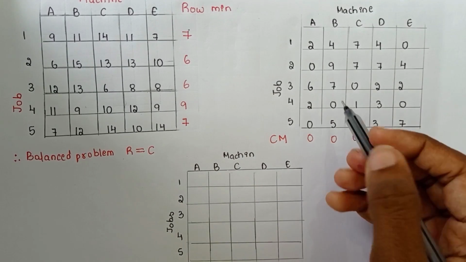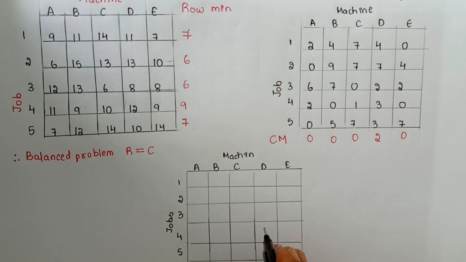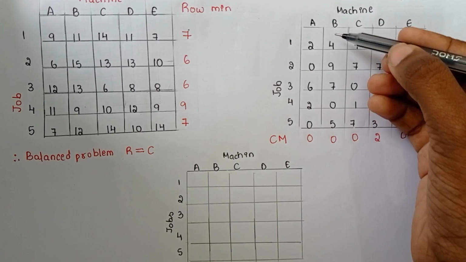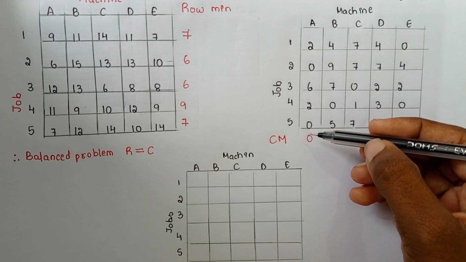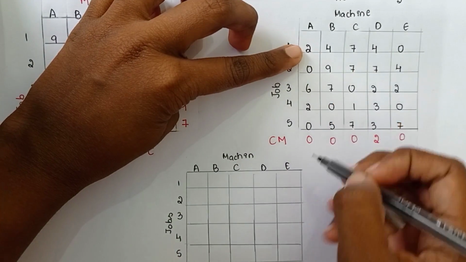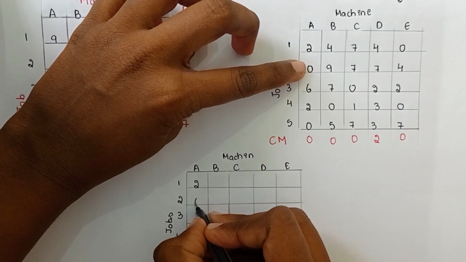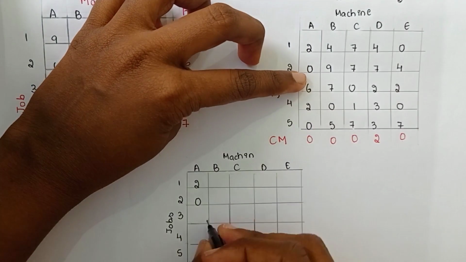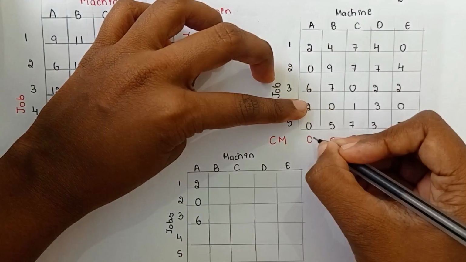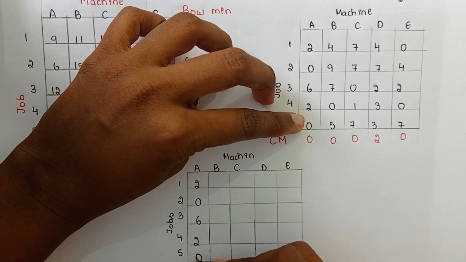So like the row minimization table, we have to do the same procedure in the column minimization even. So in the column minimization, we have to deduct all the values from the 0. So 2 minus 0 is 2. 0 minus 0 is 0. 6 minus 0 is 6. 2 minus 0 is 2. 0 minus 0 is 0.